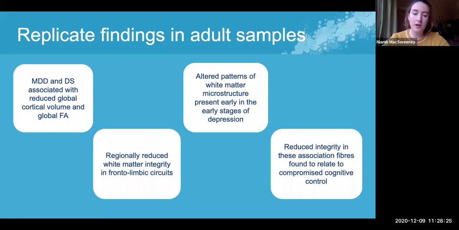And in terms of the reduced integrity in these white matter tracts in the frontal limbic circuits, research has suggested that the reduced integrity in these association fibers is related to compromised cognitive control, and that it's these alterations that may underpin the clinical features that we see in depression, such as maladaptive thinking styles and coping strategies. So that's quite interesting, that we do see a parallel between the two age samples.